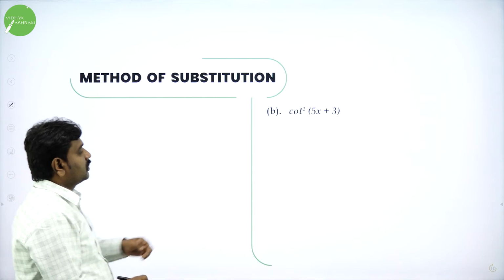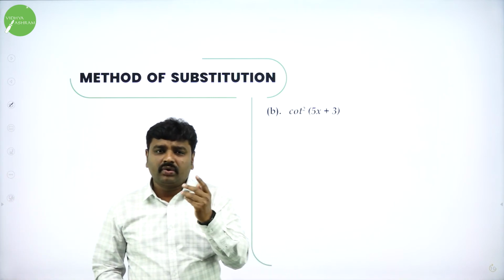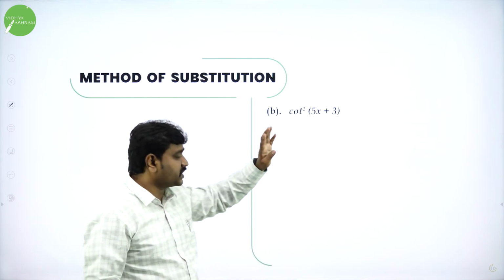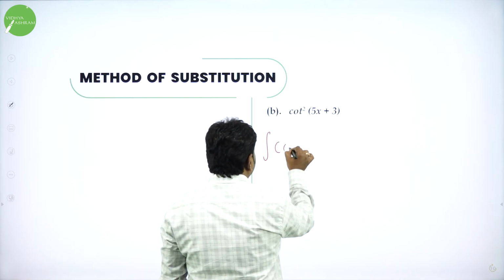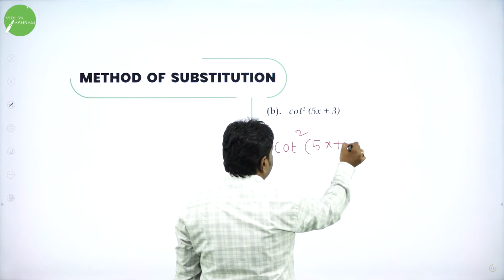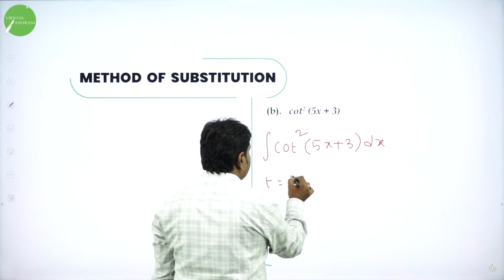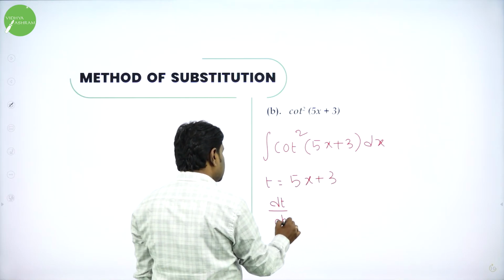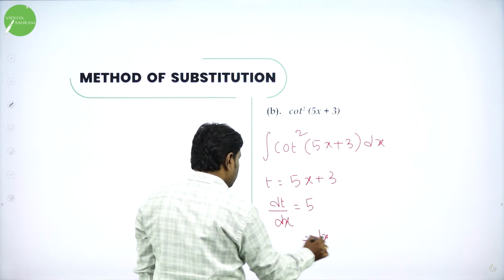Then we have cot square (5x plus 3). Cot square we don't have in the formula list, but we know cosecant square. So we can convert this to cosecant square. Before that, first we'll write the problem as the integration of cot square (5x plus 3). They want you to integrate with respect to what? dx. So put t is equal to what? 5x plus 3. Now differentiate it. If you differentiate, dt by dx becomes what? 5, and you need dx, so dx becomes what? dt by 5.